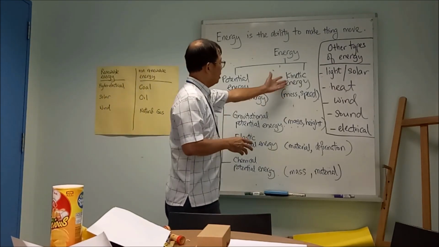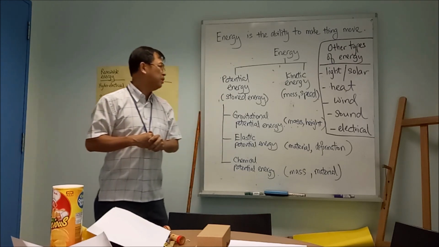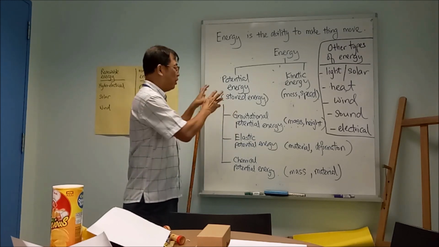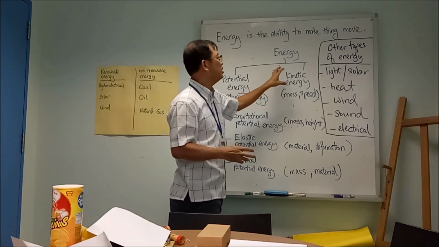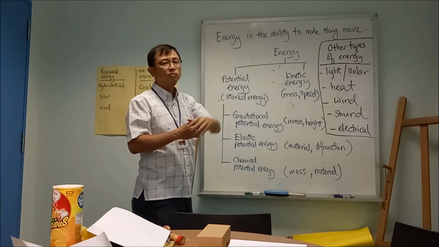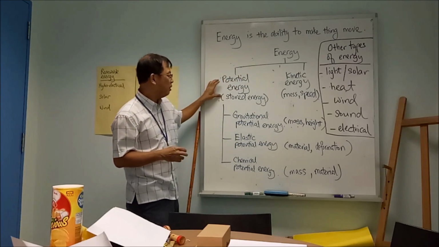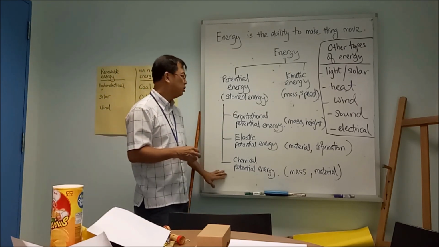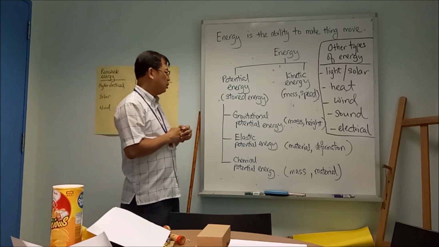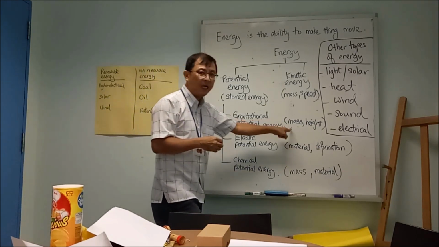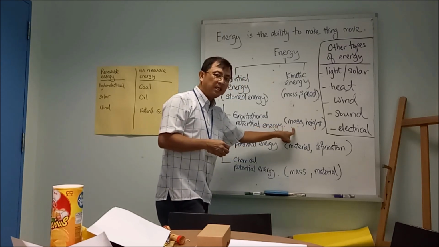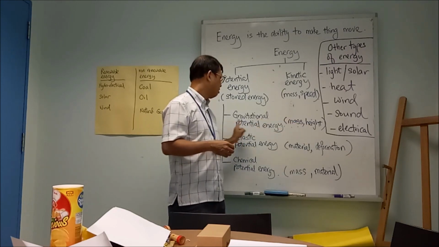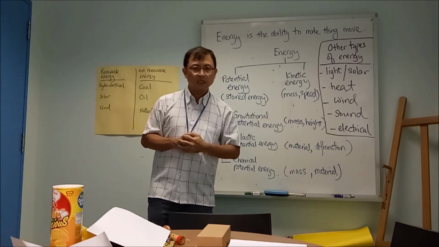After kinetic energy, then we talk about potential energy. Potential energy is stored energy, meaning it's not shown yet, but it's ever ready to produce kinetic energy or to make things move. So for potential energy, we have three types: gravitational potential energy, elastic potential energy, and chemical potential energy. Let's illustrate gravitational potential energy first. It is related to mass and height. If the mass increases, gravitational potential energy increases. If the height increases, gravitational potential energy increases.